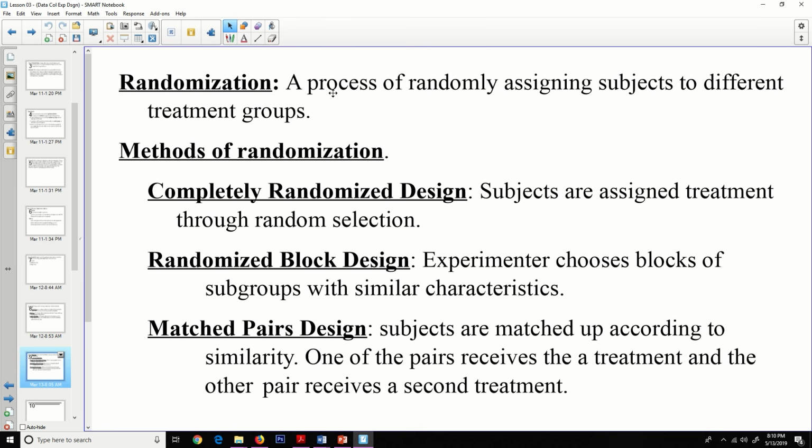Randomization. Randomization is a process of randomly assigning subjects to different treatment groups. There are a number of methods of randomization. In a completely randomized design, subjects are assigned to treatment through random selection. In a randomized block design, the experimenter chooses blocks of subgroups with similar characteristics. You could have a matched pairs design. Subjects are matched up according to similarity. One of the pairs receives the treatment and the other receives a second treatment. And that could be the placebo.